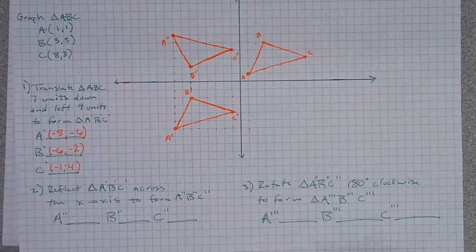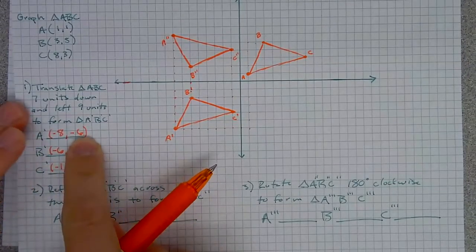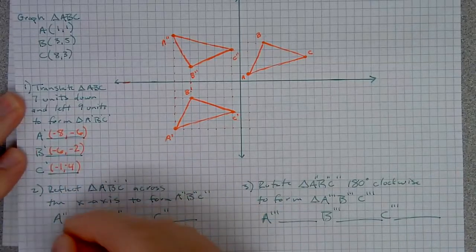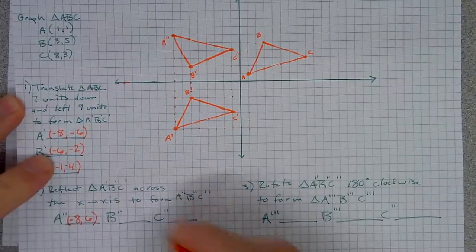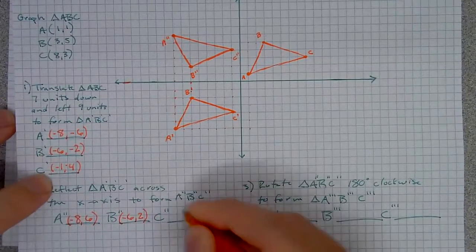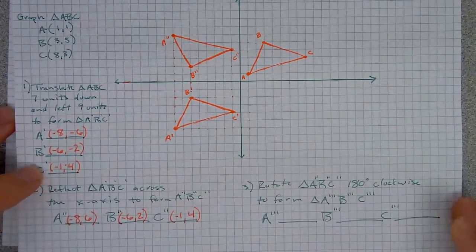Okay, points part's pretty easy because we're just taking our y values and changing them from positive to negative, or negative to positive, depending on which way we're going. So A should still be at -8, positive 6. B should be at -6, positive 2. C should be at -1, positive 4.